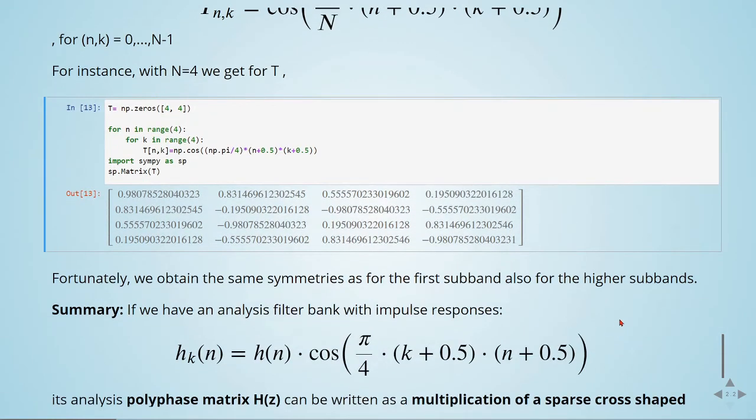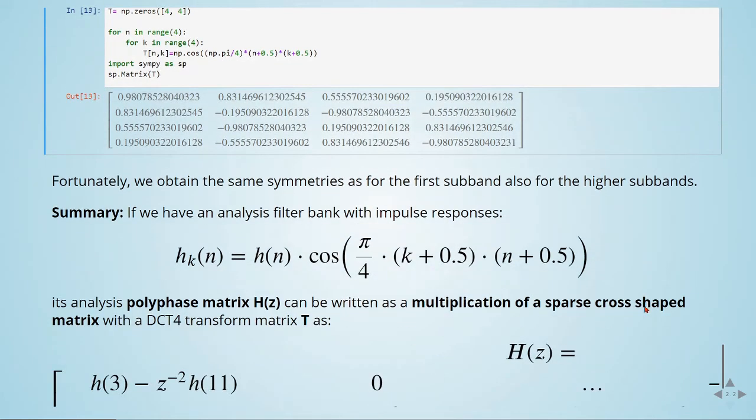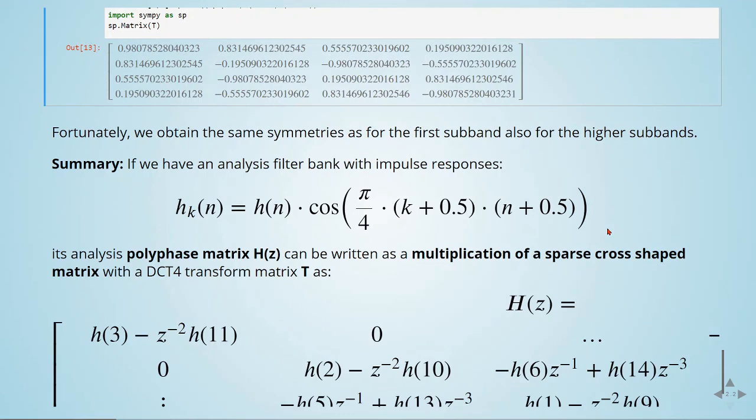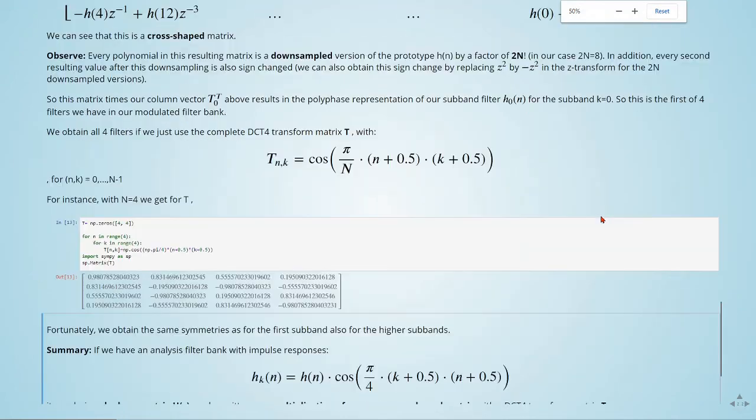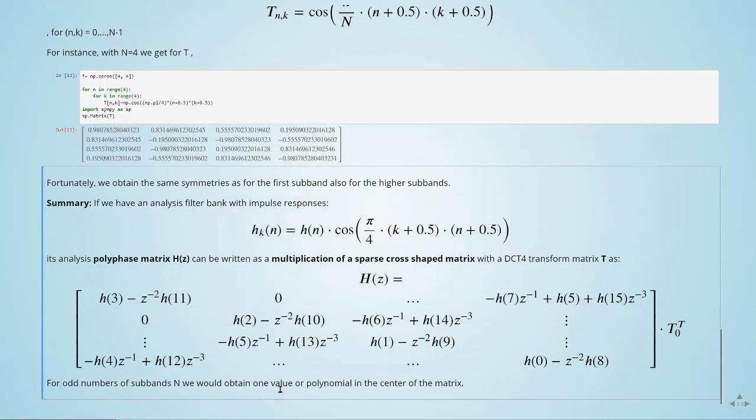Fortunately, we obtain the same symmetries for the first subband also for the higher subbands. In summary, we have an analysis filter bank with the impulse response given here, and its analysis polyphase matrix H of z can be written as a multiplication of a sparse cross-shaped matrix with a DCT4 transform matrix T given here. And notice that for odd numbers of subbands N, we would obtain one value or one polynomial in the center of the matrix.